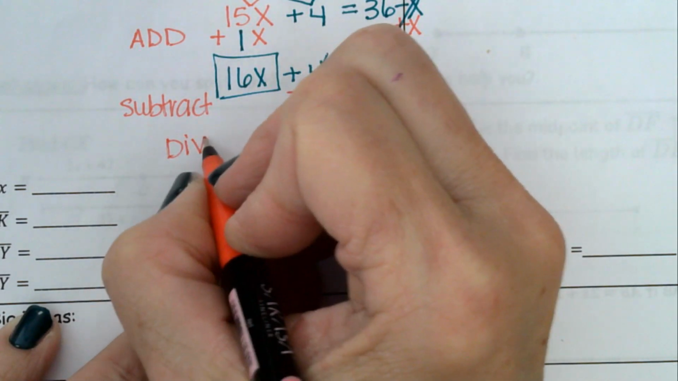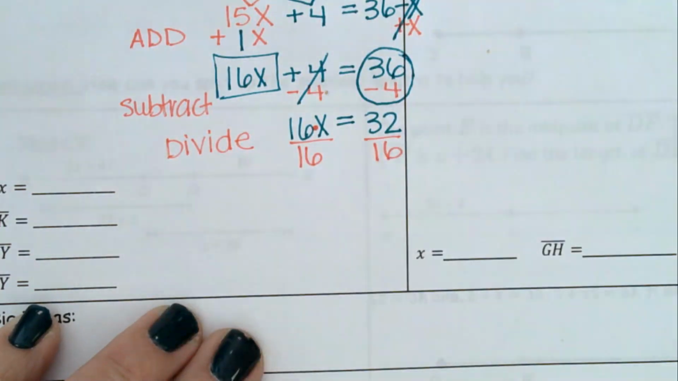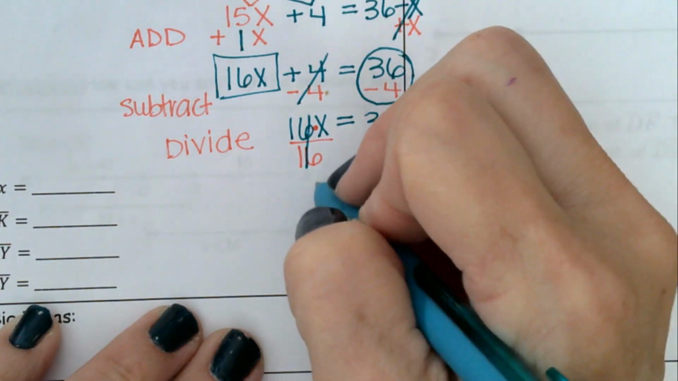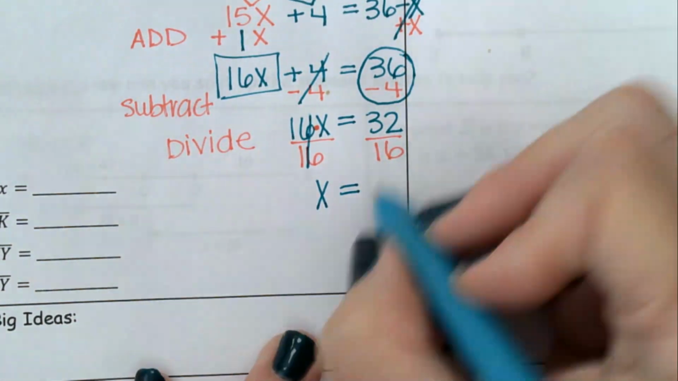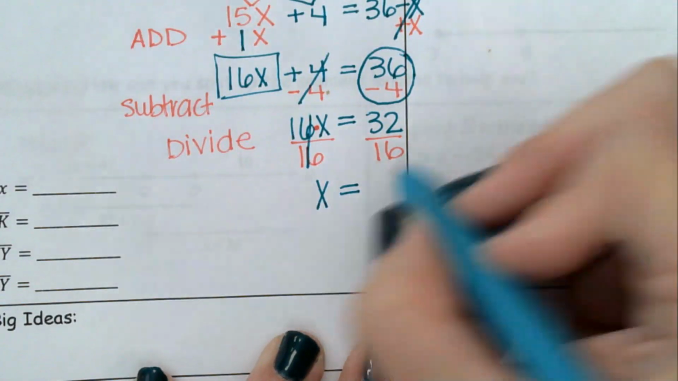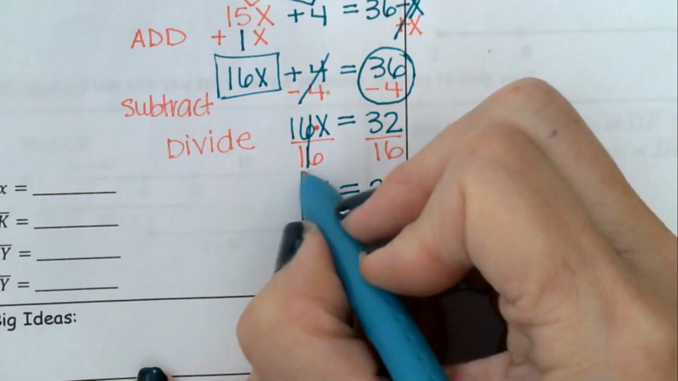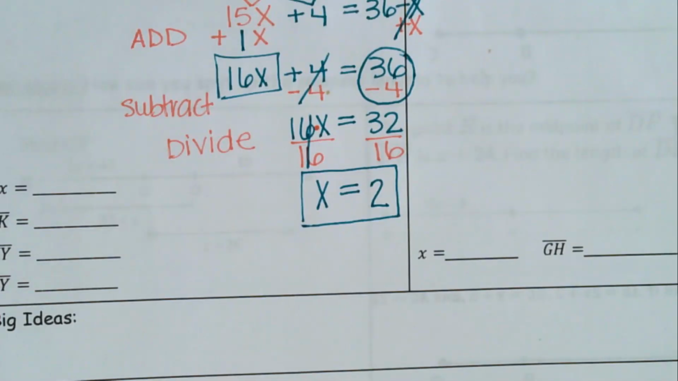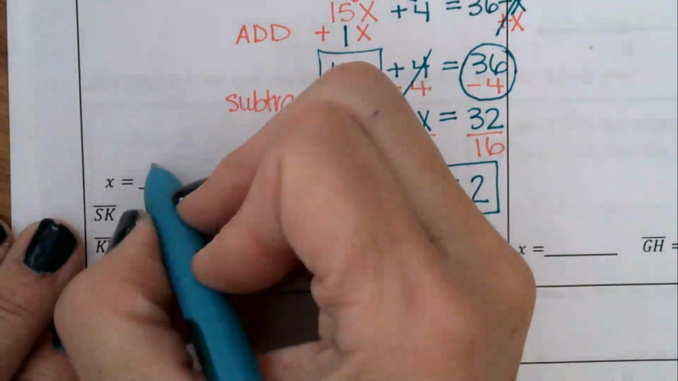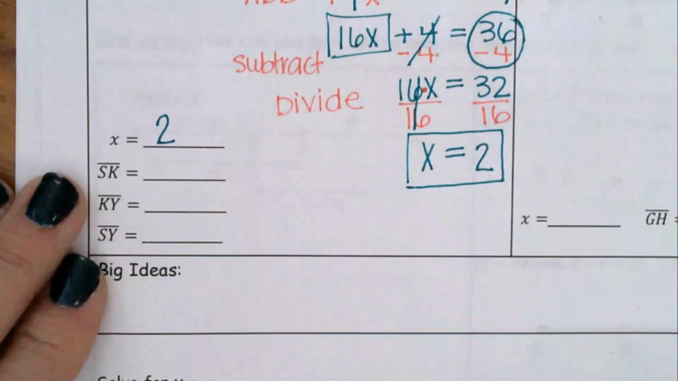I can't stress that enough. 16 divided by 16 is 1, so you're left with x. What is 32 divided by 16? 2. 16 plus 16 is indeed 32. But when you divide, 32 divided by 16 is 2. Okay, how do you feel about that? And I know I'm going slow. Okay, I want you to put your 2 right there because that's what you just found.